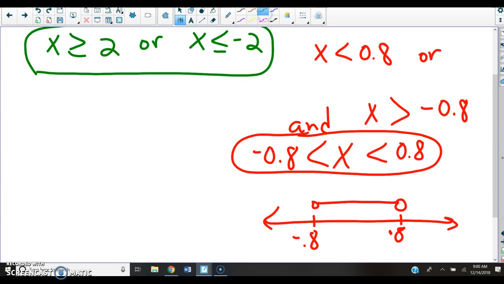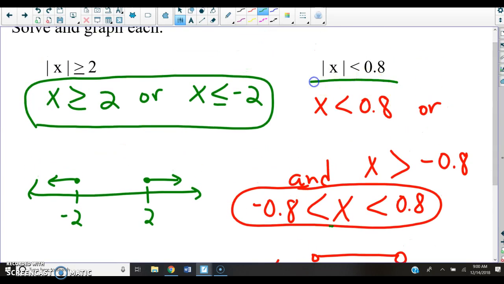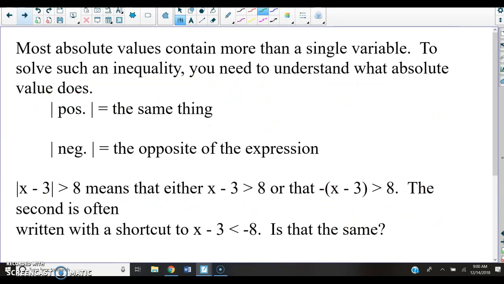But on this one, where it's greater than, it's going to be an or. Greater than or equal to 2, less than or equal to negative 2. So usually when the distance is greater, it's going to be opposite directions. Whereas if it's an and, it's less than to start with, then you're going to have the barbell look. So this was a less than distance, we got a barbell look.